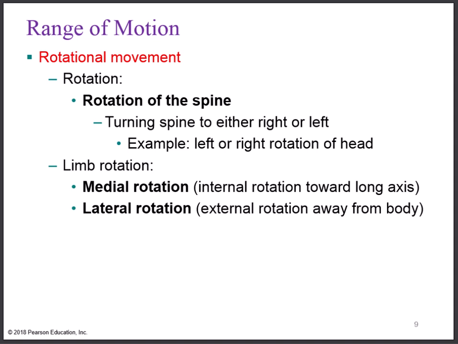When the limb rotates, the upper limb or the lower limb, the terms we should say are medial rotation, sometimes called internal rotation, or lateral rotation, sometimes called external rotation. Medial rotation is where we're turning the limb inward. We're actually going to rotate the limb in, and lateral rotation is where we're going to rotate the limb out.